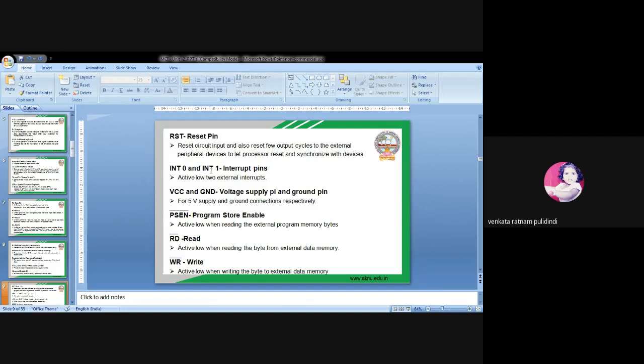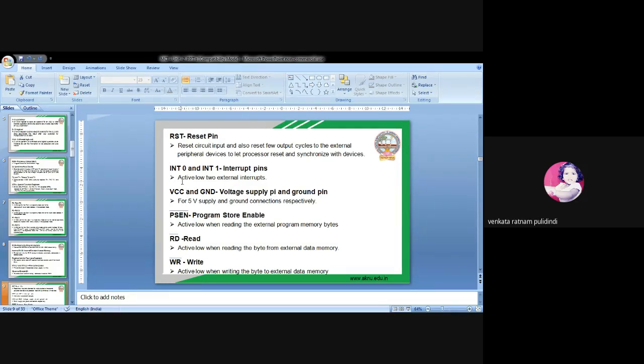And here we have two interrupt lines, that is interrupt 0 and interrupt 1. Both are active low. These two are used for external interrupts. For example, as indicated in the pin diagram, INT0 bar and INT1 bar. So these are active low. That means if the signal at the particular pin is low, then it is activated.